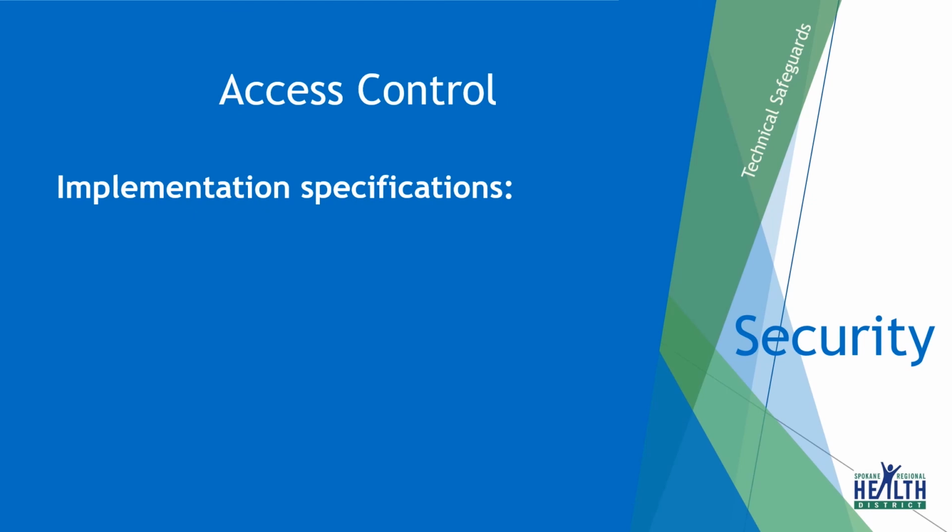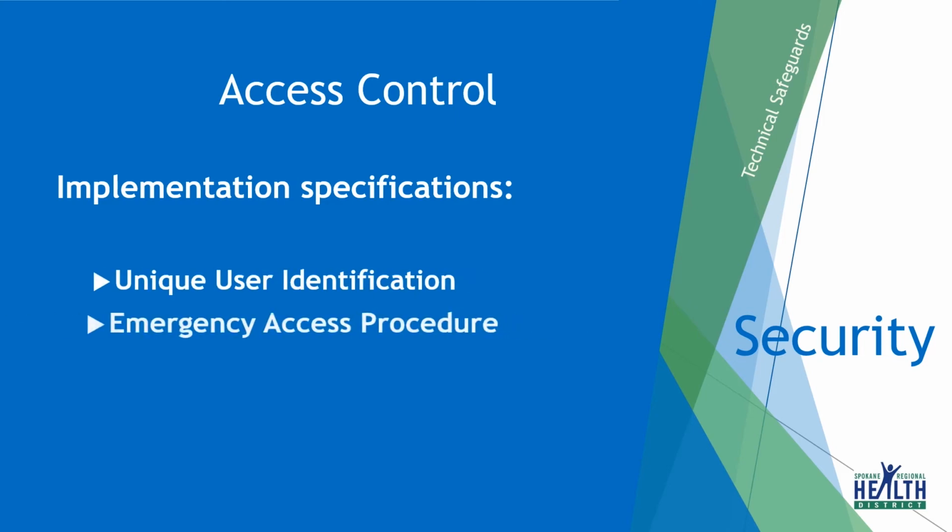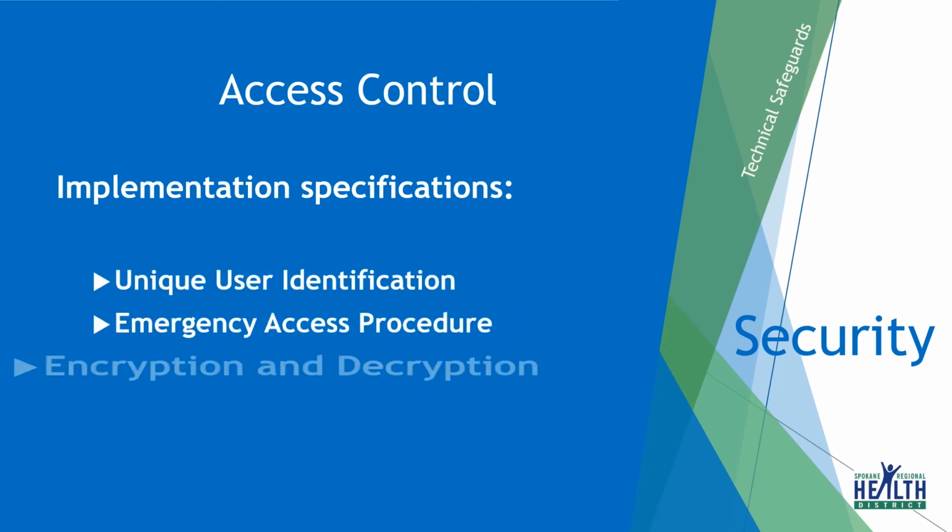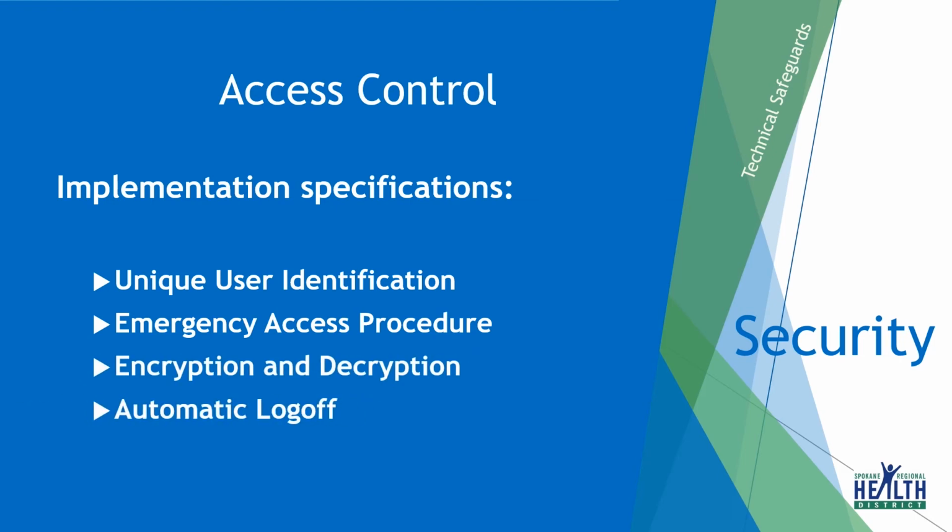Four implementation specifications are associated with the Access Controls Standard: Unique User Identification, Emergency Access Procedure, Encryption and Decryption, and Automatic Logoff. At SRHD, a unique username and number are assigned to every employee, volunteer, intern, or vendor that has access to our network.